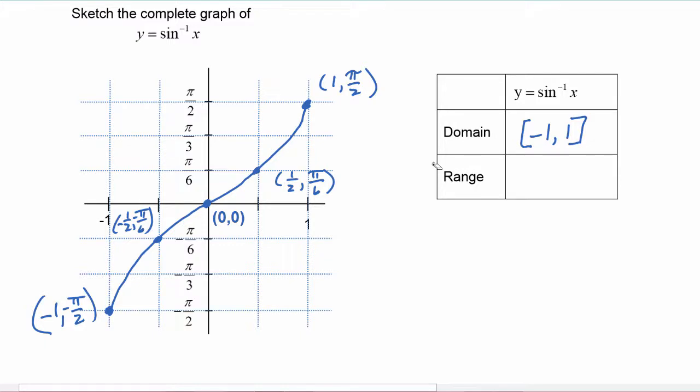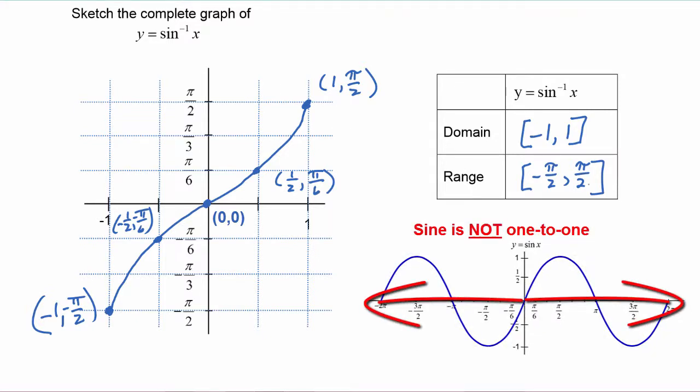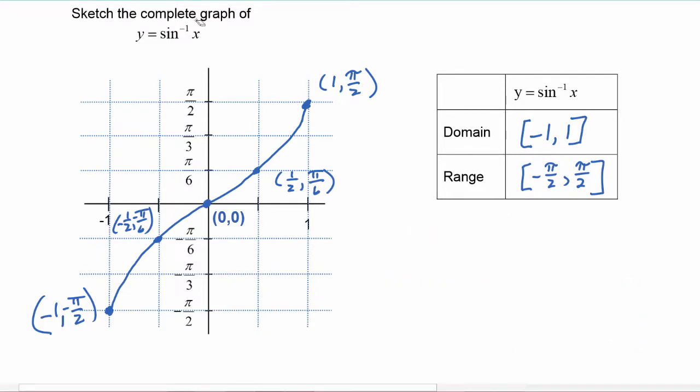The range of y equals sine inverse of x is all the y values that result. And we can see, looking at the graph, that the smallest y value we will ever get is -π/2, and the biggest y value we will ever get is +π/2. So the range is -π/2 to +π/2. So just a reminder that this is a big difference from the trig functions. Sine of x goes on forever and ever, and it is not a one-to-one function. Sine inverse of x does not go on forever and ever. Remember, this is its entire life cycle. It is a one-to-one function.